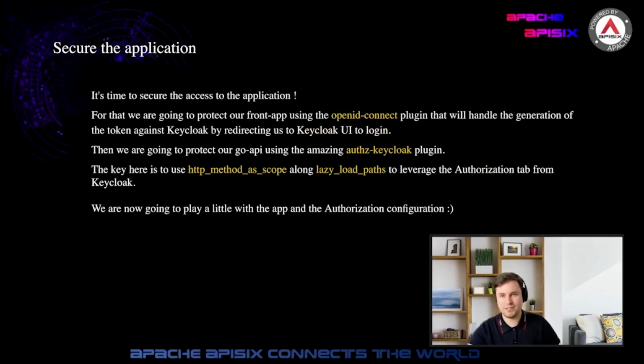Okay, so now, well, it's time to secure our application. So for that, we are going to use two plugins. The first one will be at the front application level, and will handle the generation of the token using Keycloak and redirecting us to Keycloak for the login part. And the second one will use the auth Keycloak plugin, which is amazing, and will protect the Go API server. And here we are going to use two different fields in this plugin to leverage the power of the authorization tab that we have just configured inside Keycloak.